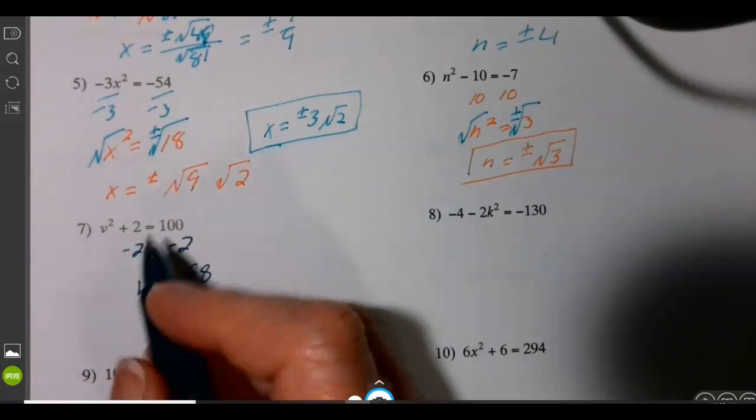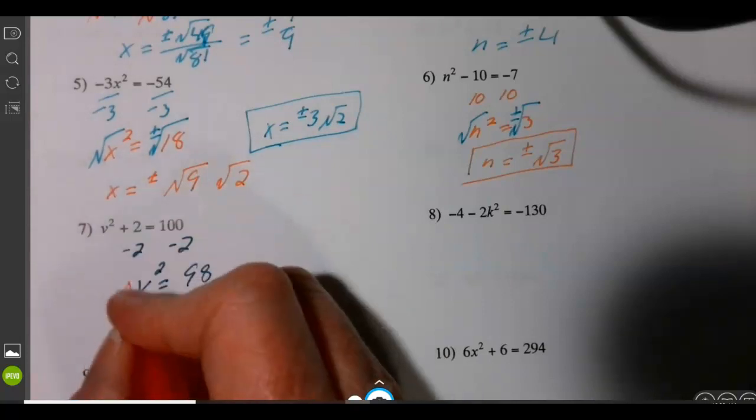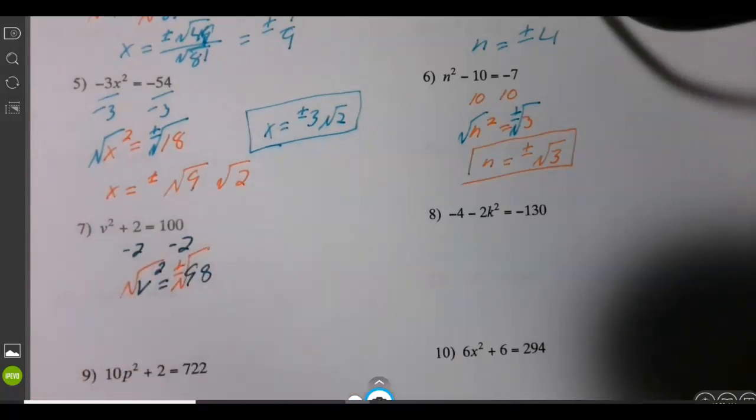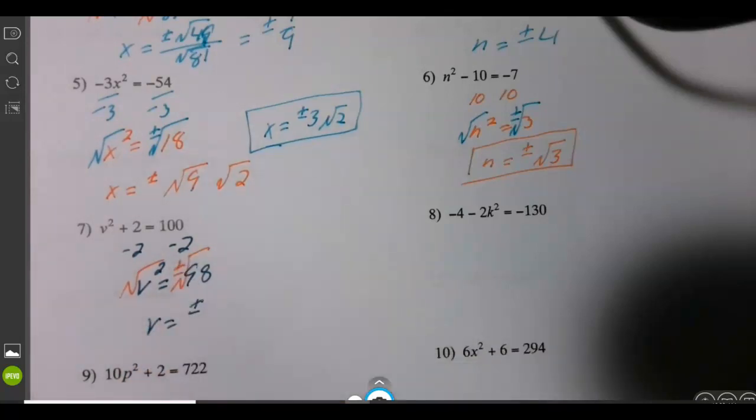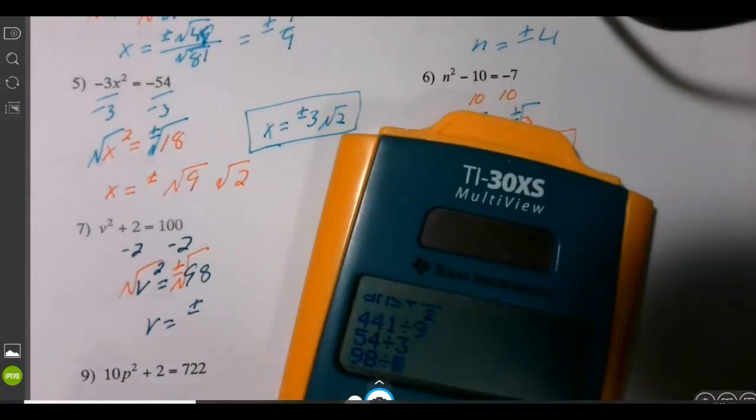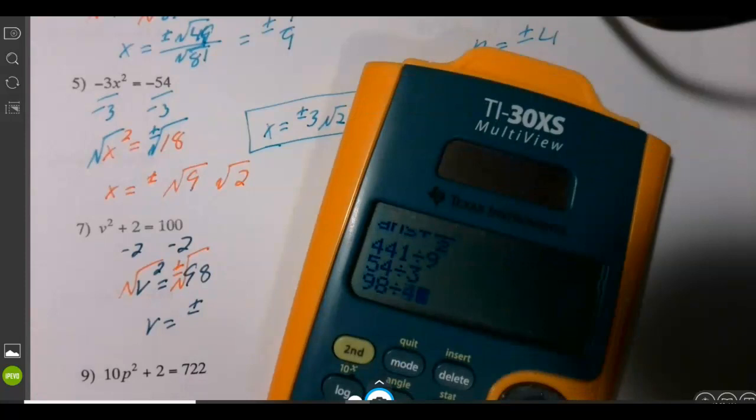So we have v squared is equal to 98. We subtracted 2. We're going to take the square root of both sides. And we get v is equal to, is 98 a perfect square? No. What's a perfect square that goes into 98? Let's try 4. Nope. 98 divided by 9. Nope. Okay, 4 squared is 16. No, because 4 didn't go into it, so anything with 4 wouldn't go into it. 25, obviously not. 36, let's see. Nope. How about 49? Yes, it goes in twice.